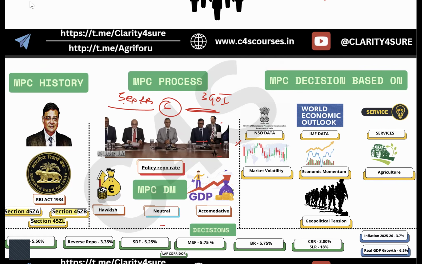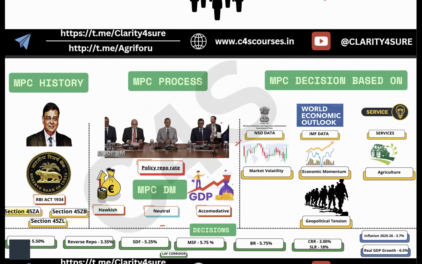And these six will take a decision, as they have taken the decision on the 6th of June recently to have a 50 basis point rate cut. And whatever the rate cut they make, they will publish after 14 days in the minutes of this meeting through Section 45ZL that talks about the minutes of the meeting of this MPC. So this is about the MPC and its important sections. There are many sections, but we are discussing the important sections that they have asked in the examinations earlier.